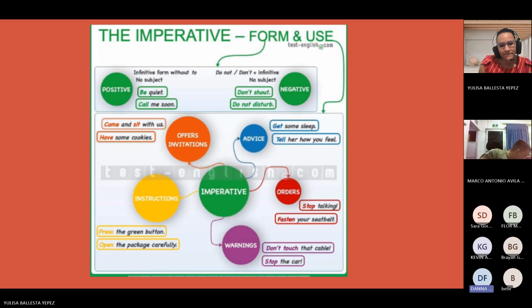Okay. Press the green button. Open the package carefully. Very good. You could say button or button, it could be.